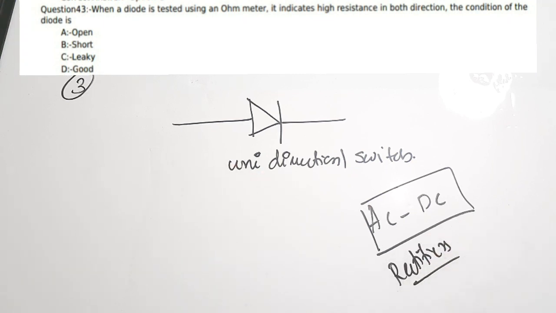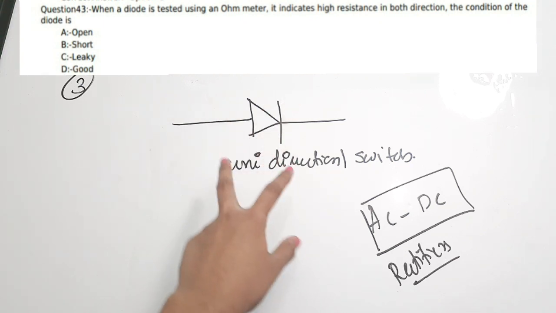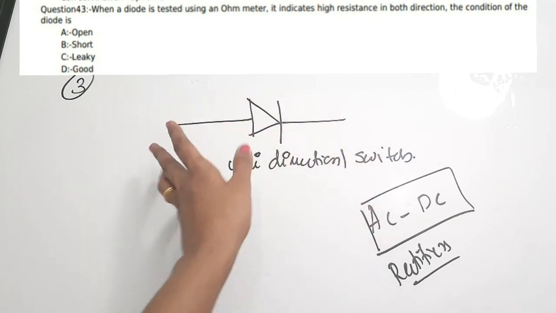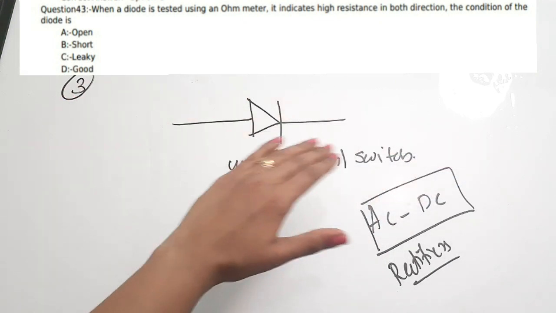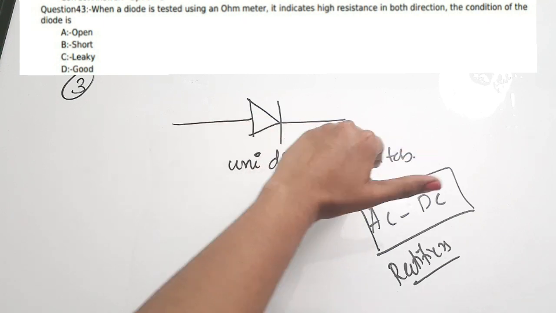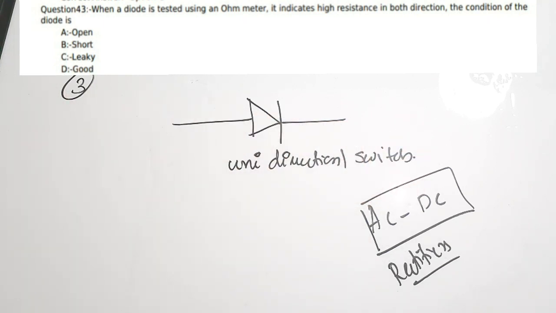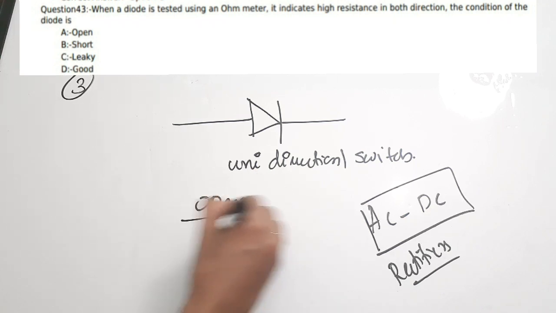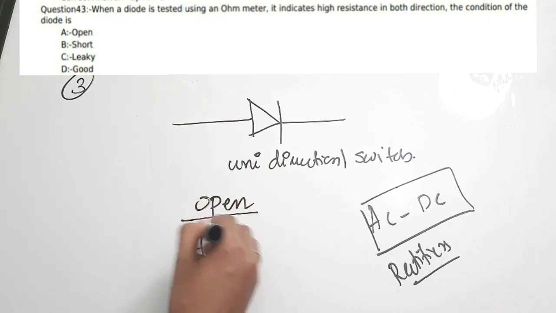Now here the question is, when a diode is tested, it is observed that there is high resistance in both directions. In this direction and also in the opposite direction it is having high resistance, meaning the diode is actually not conducting, or it is in open connection. So the meaning is it is open. Correct answer is option A.